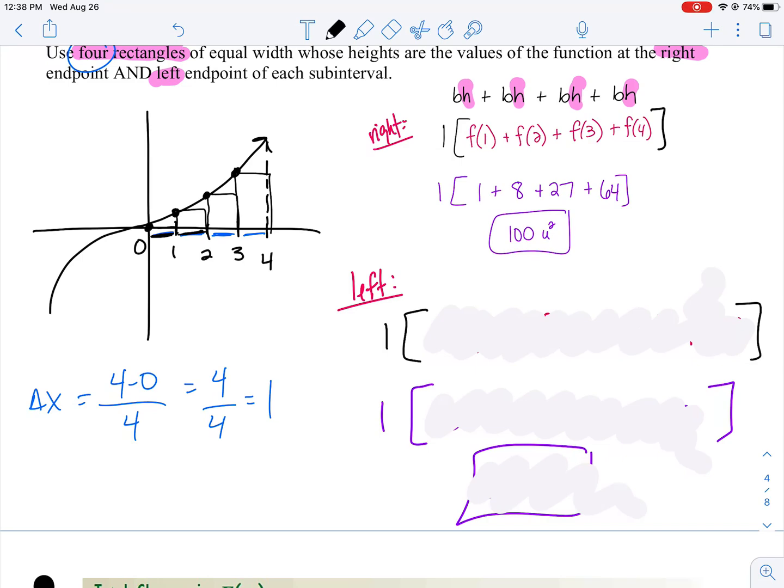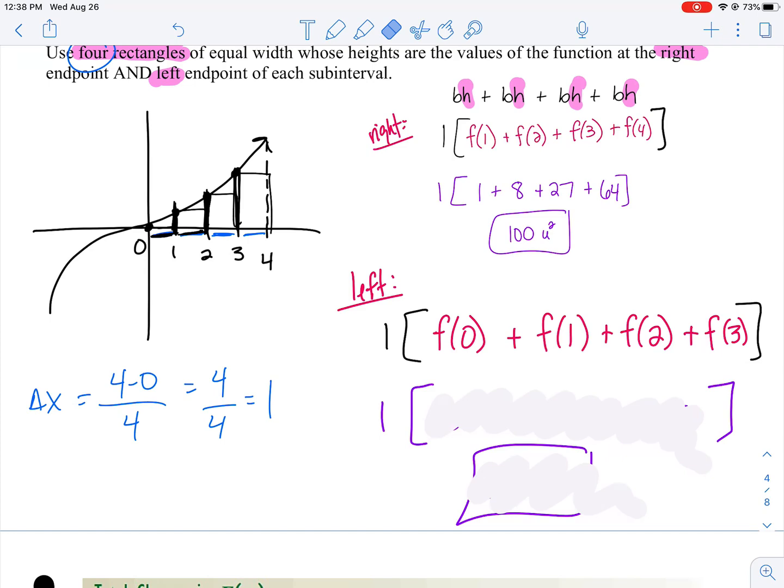My first rectangle, the height corresponded with an x value of 0. My second one corresponded to this height when x was 1. My third one represented the height here when x was 2, and then here when x was 3. So I'm going to find the 4 heights by doing f of 0 this time, plus f of 1, plus f of 2, plus f of 3. 4 rectangles using left endpoints.